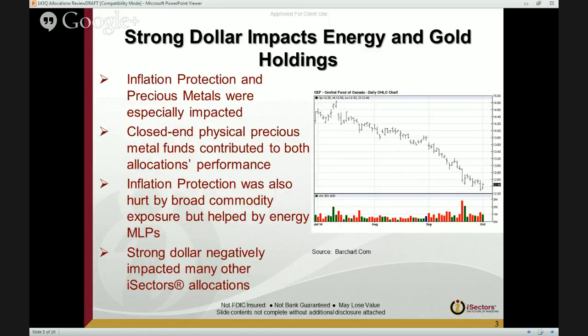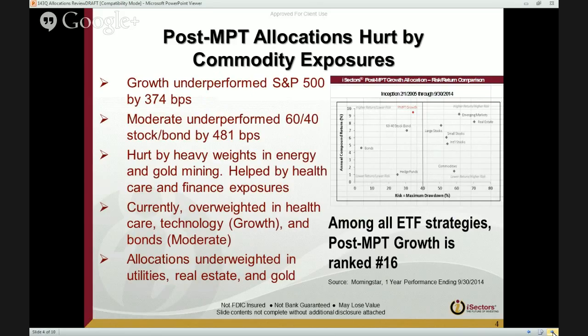The dollar strength affected many of our other allocations to some extent. The post-MPT allocations benefited from a positive market in the quarter, but were hurt by overweight to energy and gold mining positions. Healthcare and finance exposures also helped performance. The model has reduced energy positions and eliminated gold mining securities from the portfolios. Growth is overweighted in healthcare and technology, and moderate is overweighted in healthcare and bonds.